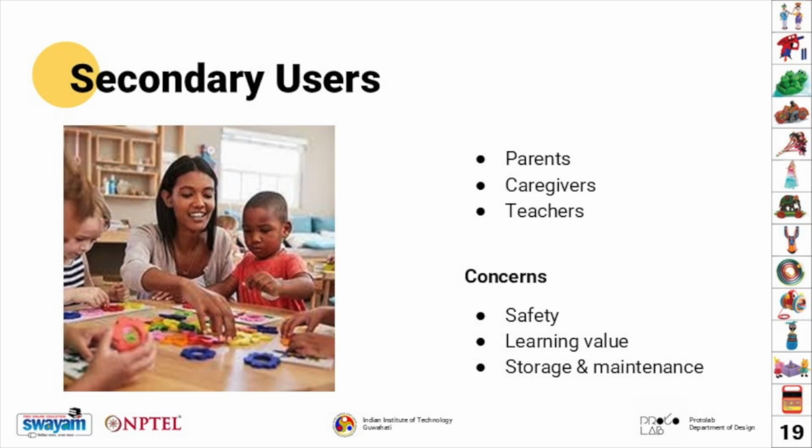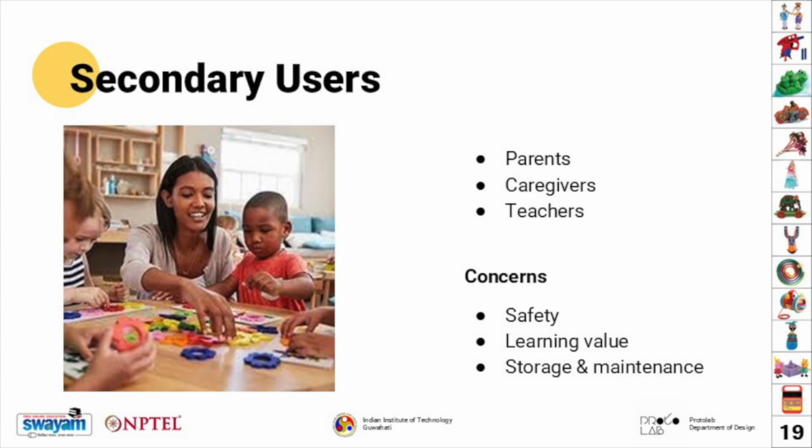The secondary users are the adults closest to the child. These include parents, caregivers, and teachers. They may not play with the toy, but they control access to it. Secondary users care deeply about safety. They look for age appropriateness, durability, and trustworthiness. They also care about learning value, sometimes more than play value.